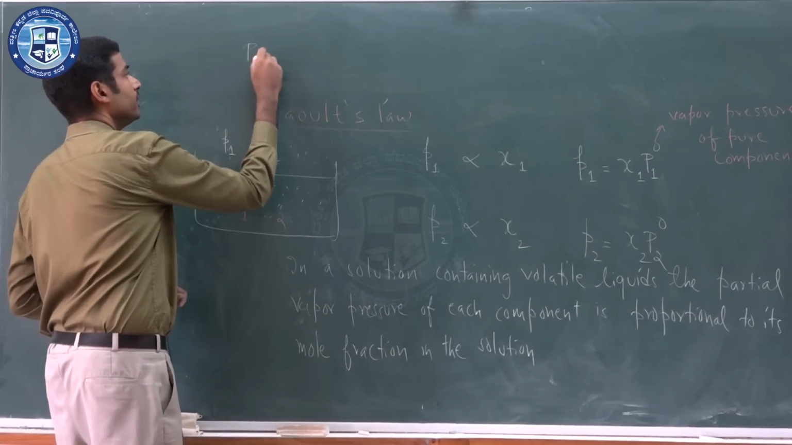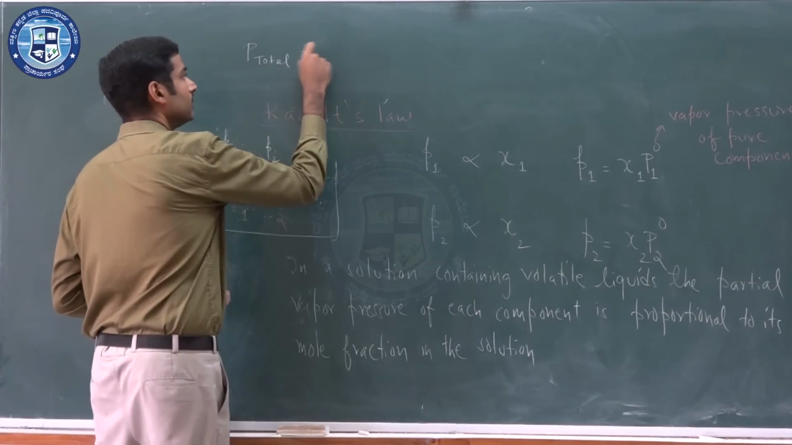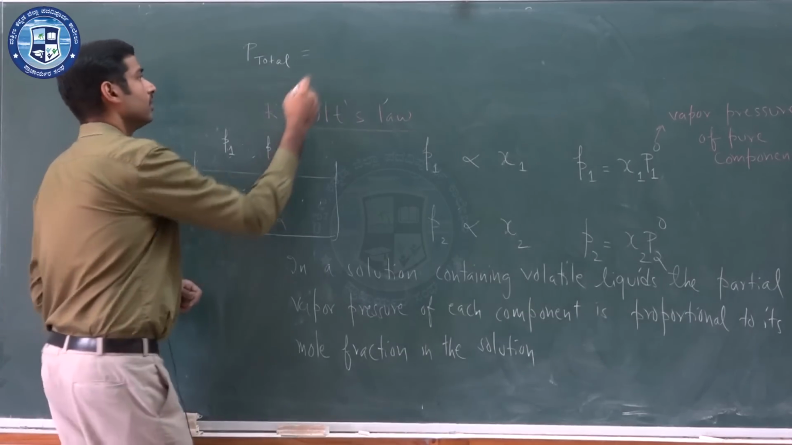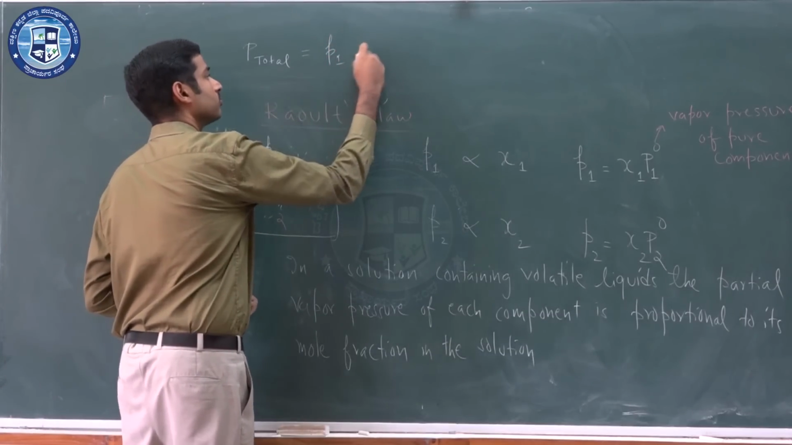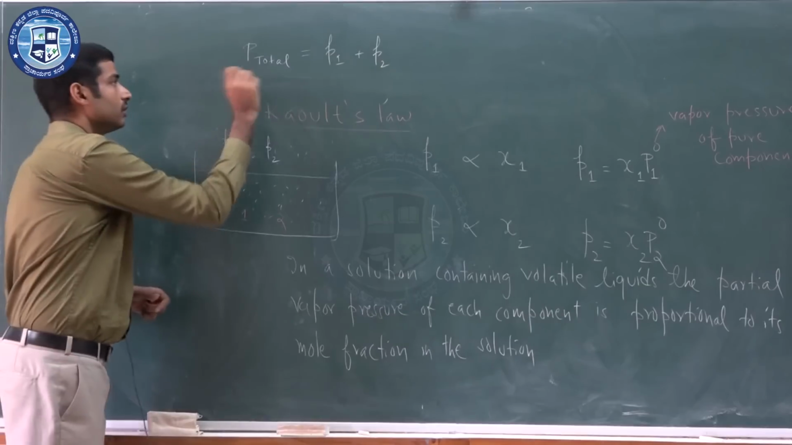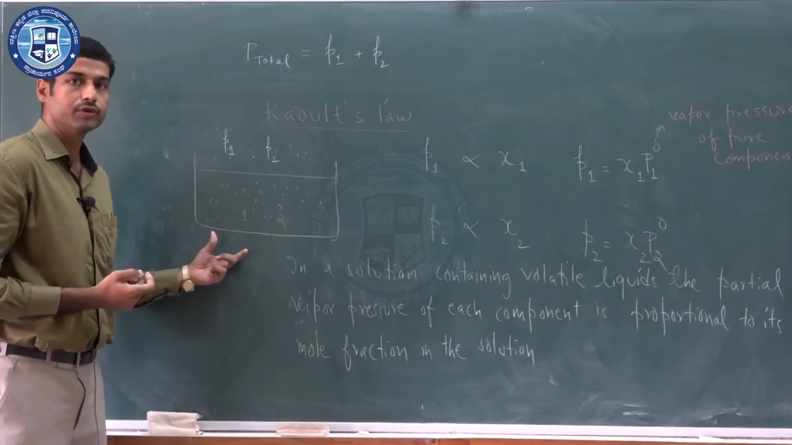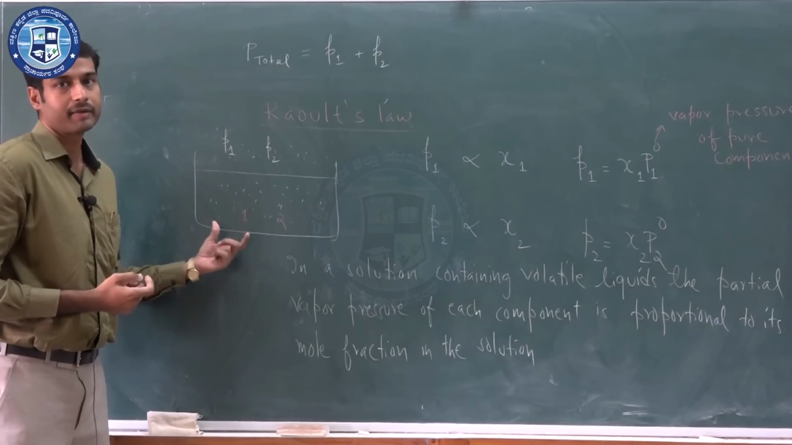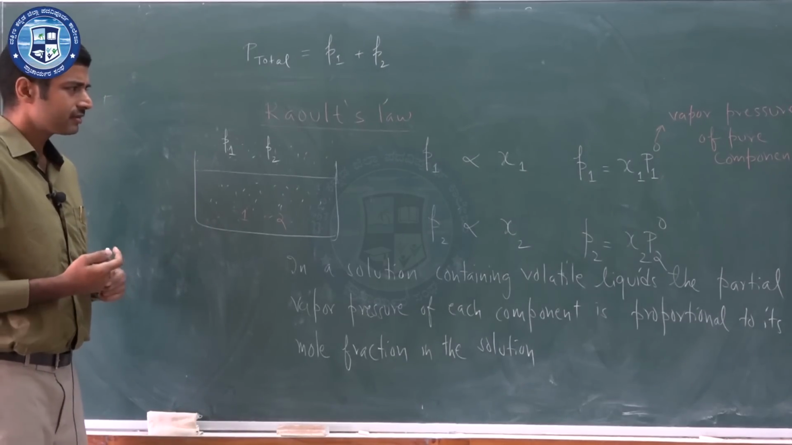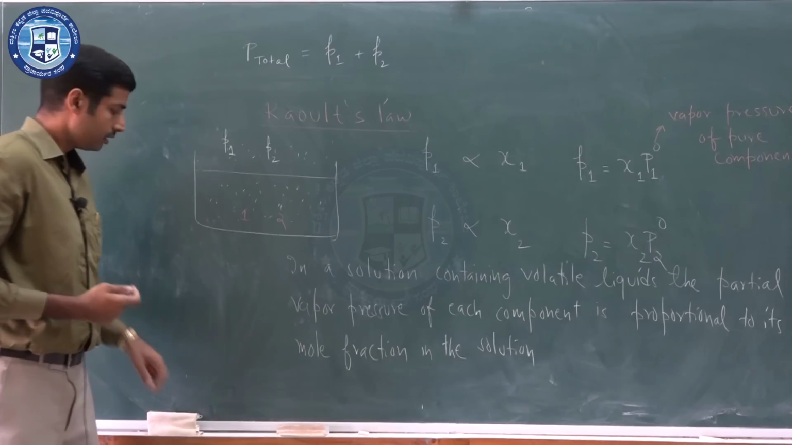Hence, P total can be given as the sum of the individual partial pressures. There are two components: partial pressure of component 1 plus partial pressure of component 2 will give you the total vapor pressure of the solution obtained by mixing two volatile liquids. Let us understand this Raoult's law graphically.